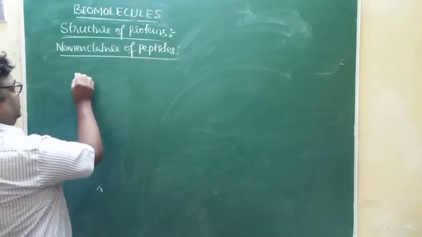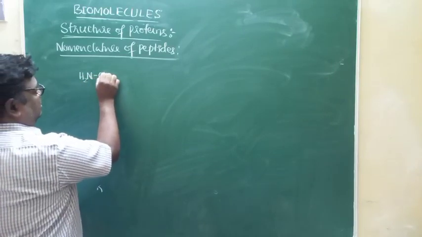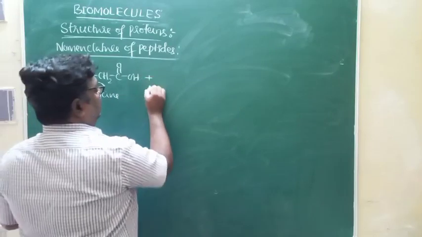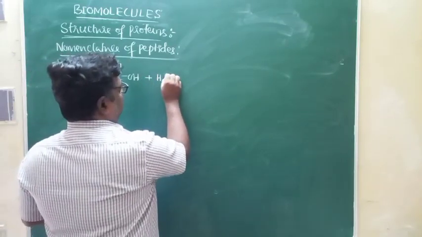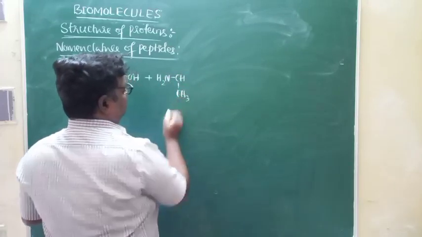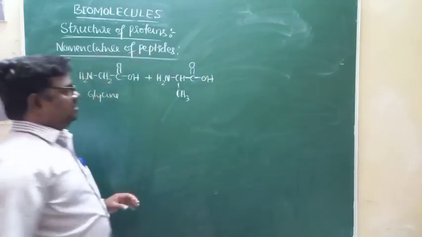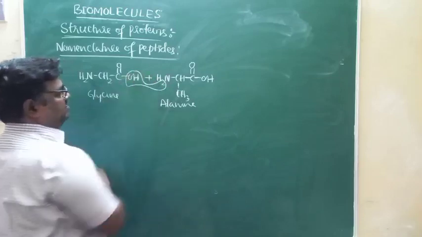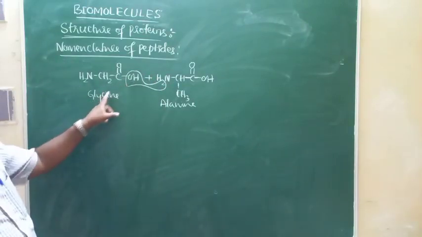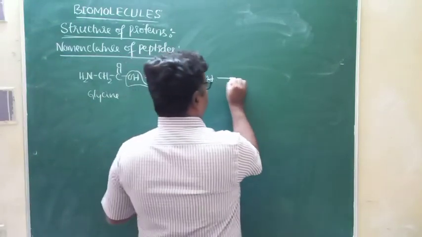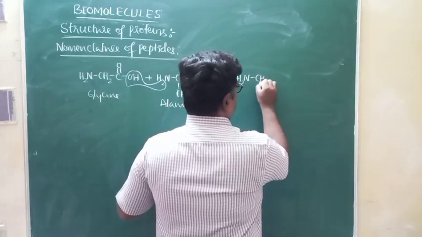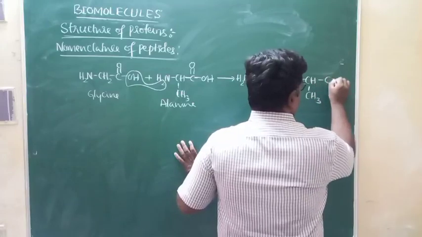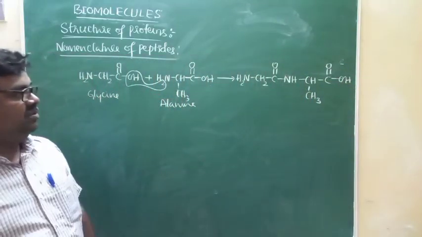For that purpose, I'll take up one example, a dipeptide produced by the combination of glycine and alanine. Look at this: during the formation of the dipeptide, the carboxyl group of glycine is condensed with the amino group of alanine, which leads to NH2-CH2-C=O-NH-CH(CH3)-C=O-OH. This is what we call a dipeptide.